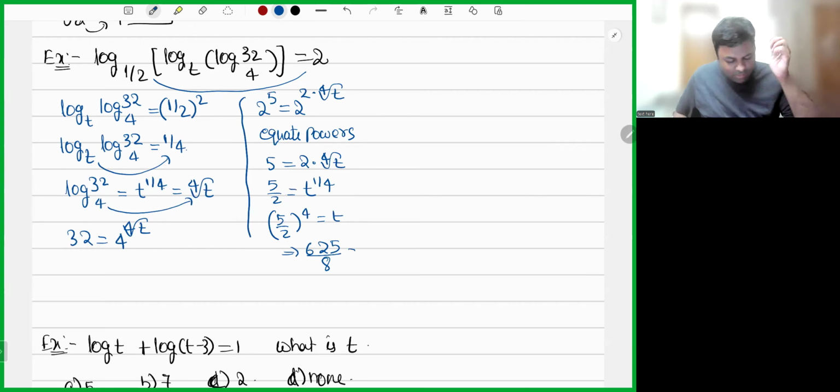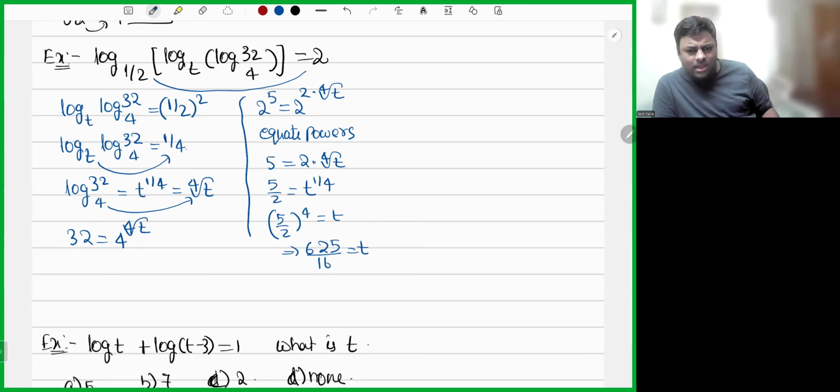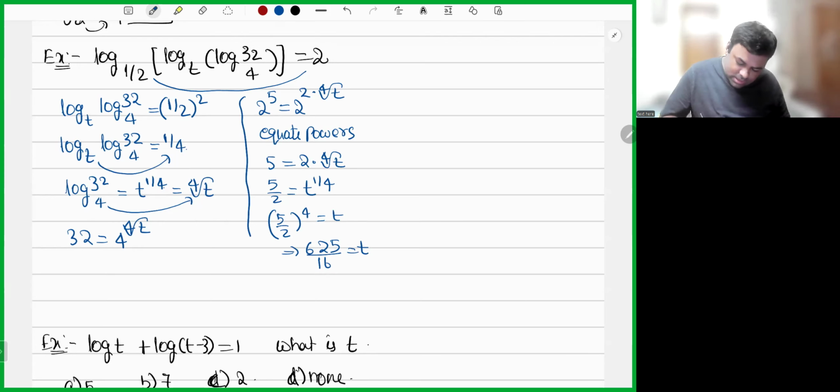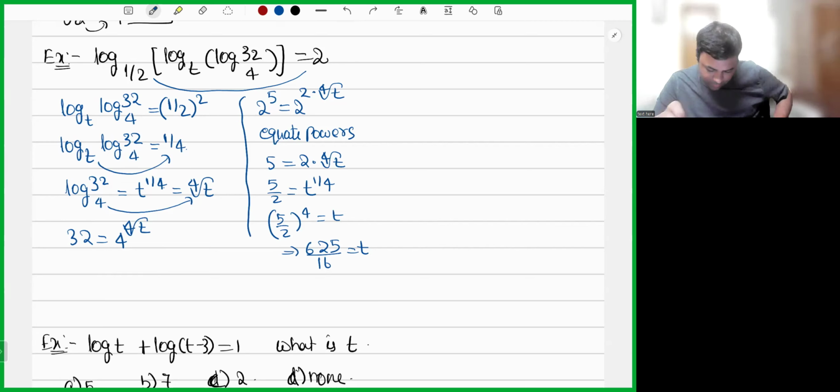So what is the value of t, my dear friends? The value of t is 2 power 4 is 16, sir. So value of t is 625 divided by 16. Little tricky here, students get stuck. What to do after this? You need not do anything. Just you need to simplify it and you need to equate the powers. That's it. There's nothing special from here. Okay. Next.